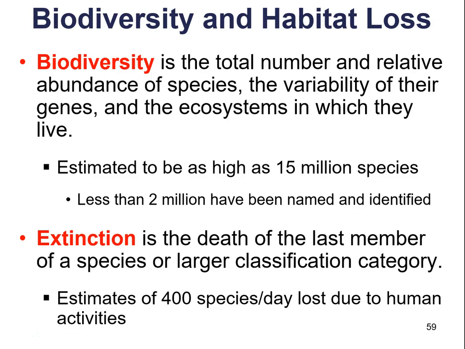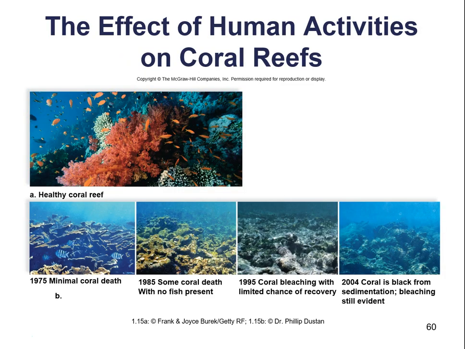All right, extinction. I'm sure we know what extinction is. So, death of the last member of a species. And so it says estimates are that 400 species a day are lost due to human activities. Okay, so that's a lot. And so, just to sort of illustrate this point, if you look at the coral reefs, you can see this.